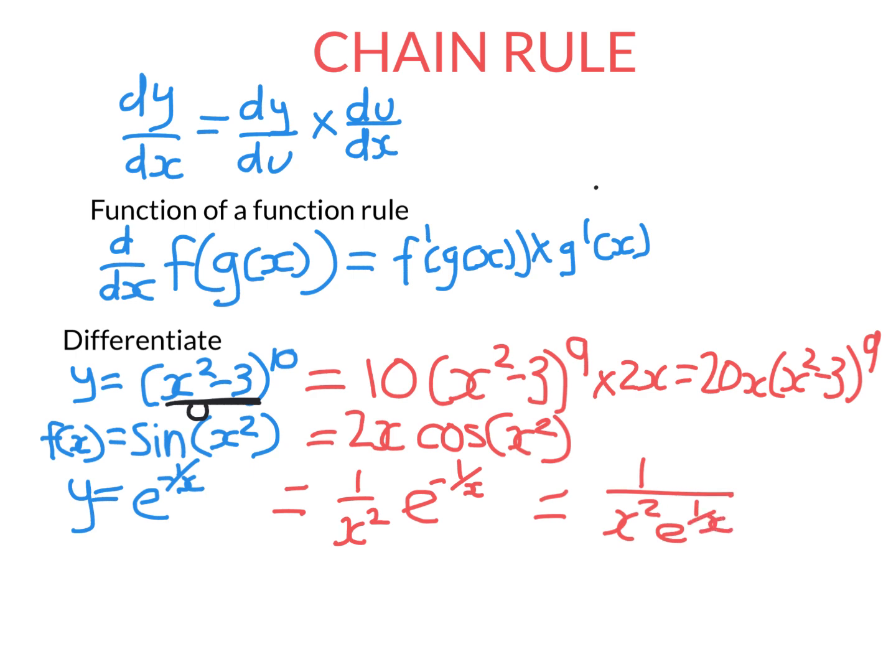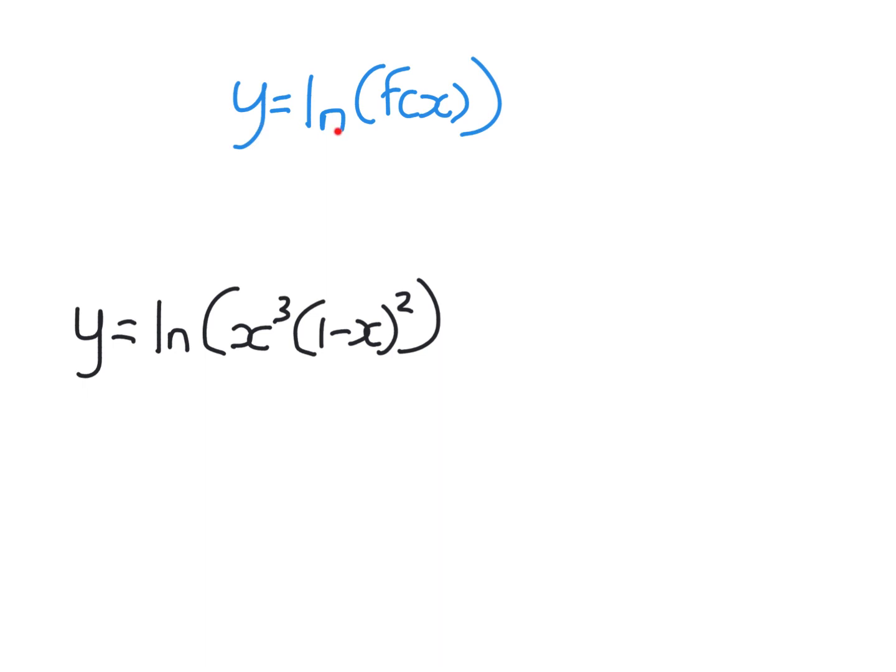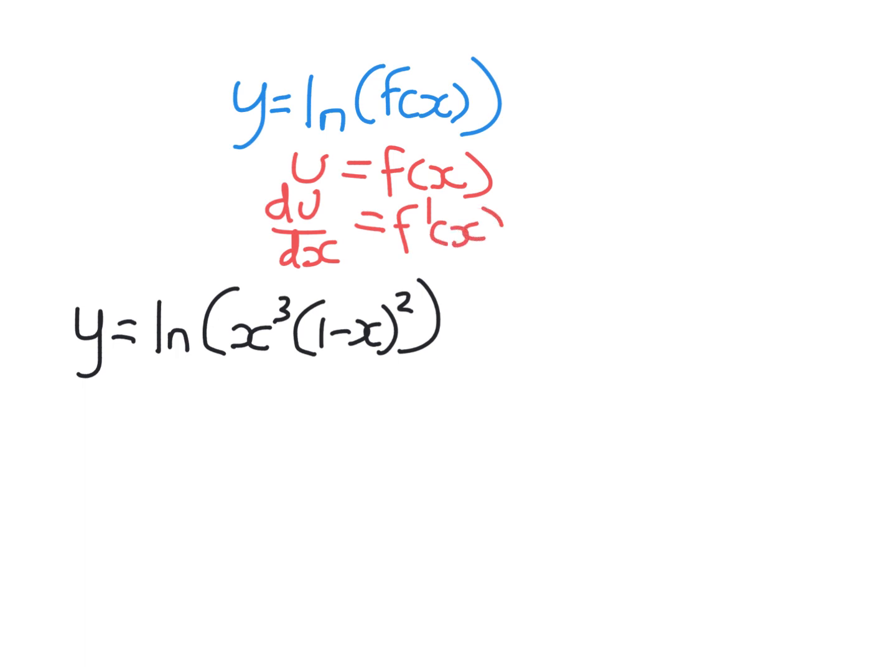All right, let's now look at using the chain rule to differentiate functions involving natural log. So let's say that y equals natural log of f(x). So using the chain rule, what we would do is we would let u equal f(x). So that means du/dx, that means differentiating u with respect to x, will just be whatever the derivative of this function is. So if y equals ln of f(x), if we've let this be f(x), then we have another equation, y equals ln u.